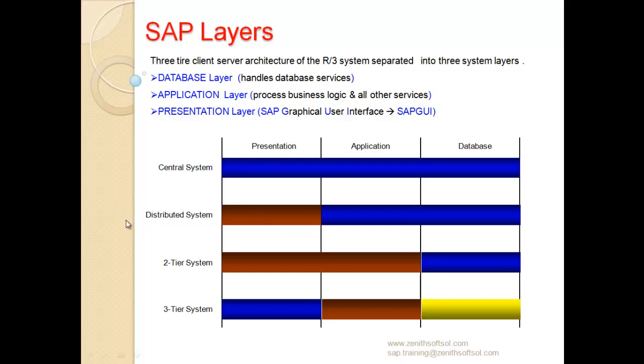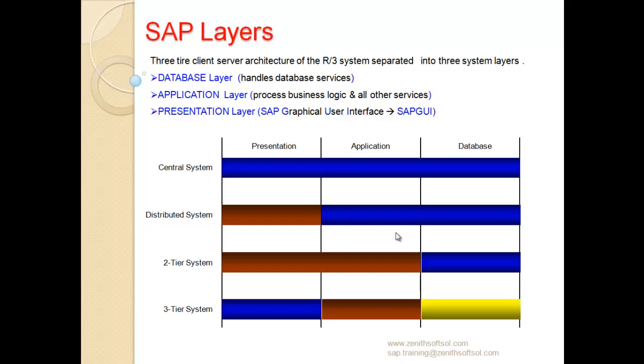If you're installing presentation on one system and application and database on another system, then this kind of system we call a distributed system. Here also the company won't recommend it. Why? Because if something goes wrong with the application or with the database, then it is very difficult to analyze where the issue is arising from. So that's why SAP didn't recommend using the distributed system.